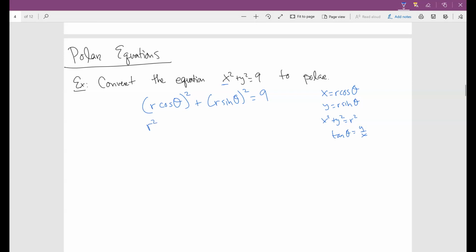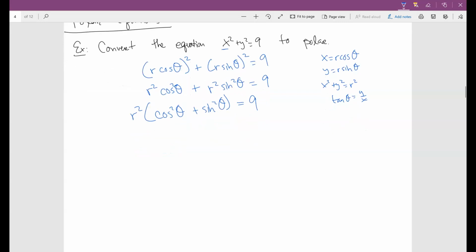So you're going to get r squared cosine squared theta plus r squared sine squared of theta, is equal to 9. Here, notice that I can factor out an r squared, and I can get cosine squared theta plus sine squared theta equals 9. We know by the Pythagorean identity this is equal to 1, so all I'm left with is r squared equals 9. Take the square root, r is equal to 3.